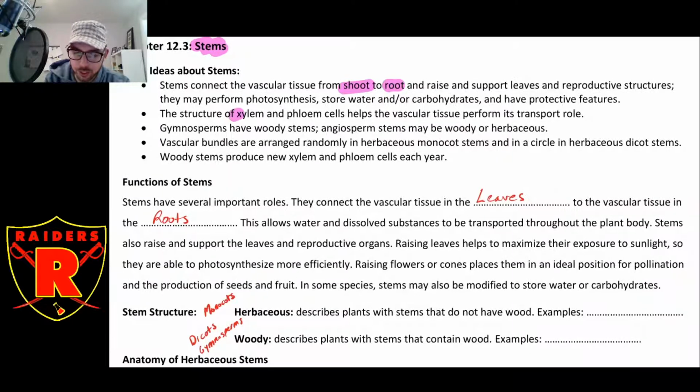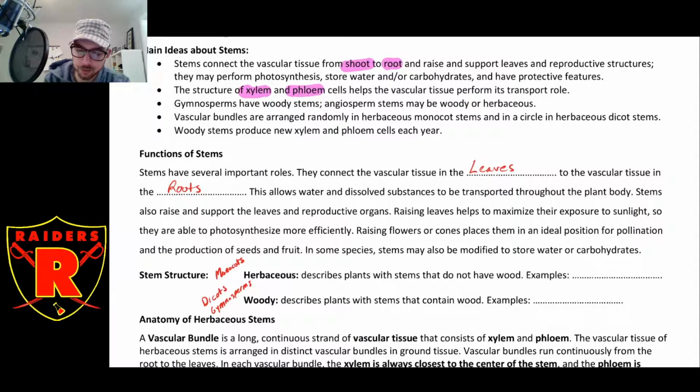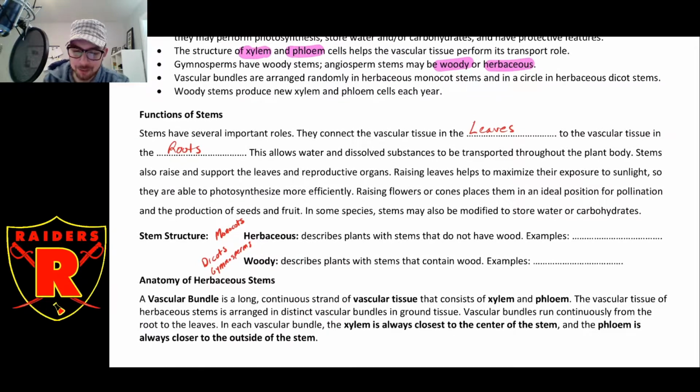The structure of the xylem and the phloem. In this lesson, we're going to talk about where they're placed in the stem and in the root. And in the next lesson, we're going to get into detail about how they function at a cellular level. We're going to talk about the idea of woody or herbaceous stems. Those are the two basic kinds of stems, and you've seen them outside in the world before. And we're going to talk about the arrangement of those vascular bundles. Vascular bundles are xylem and phloem.